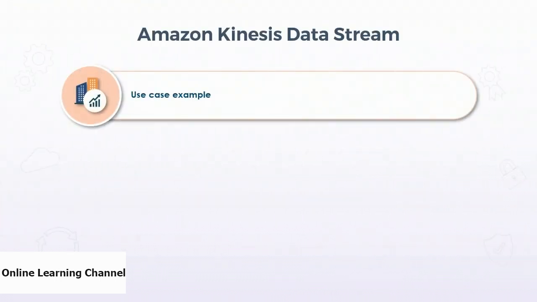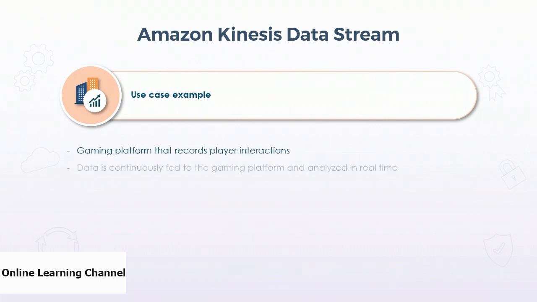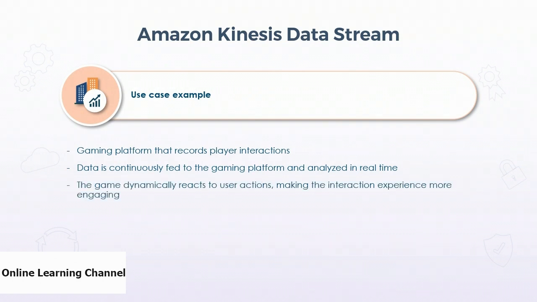A real-world example of Amazon Kinesis data stream would be the data that is collected by player interactions on a gaming platform. This data is continuously fed to the gaming platform, which in turn analyzes it and dynamically reacts to it, thereby providing the players a really engaging experience based on their actions and interactions in real time.